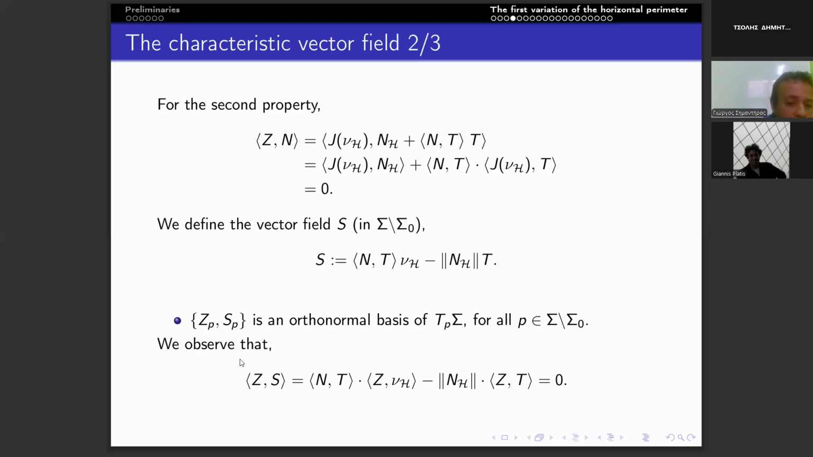And we observe that the inner product of Z with S, using the definition of S and taking the inner product with Z, vanishes. So the vector fields Z and S are orthogonal, because by the rotation this term vanishes, and this vanishes too because T is the Riemann vector field and Z is horizontal.